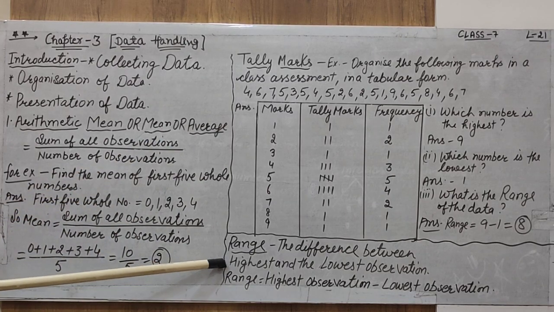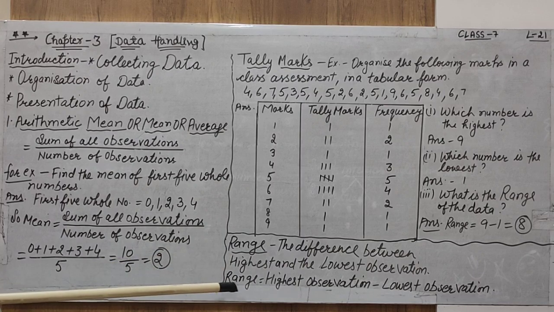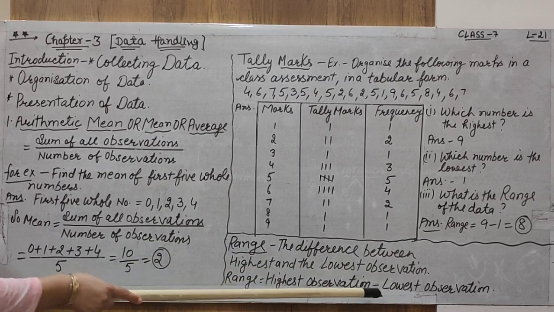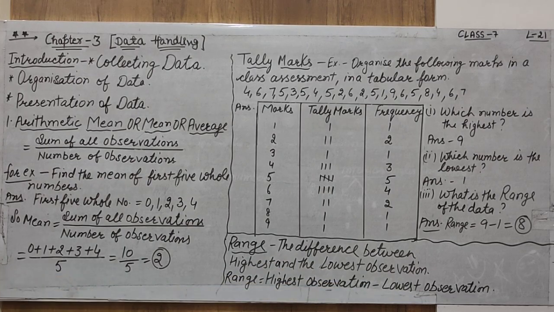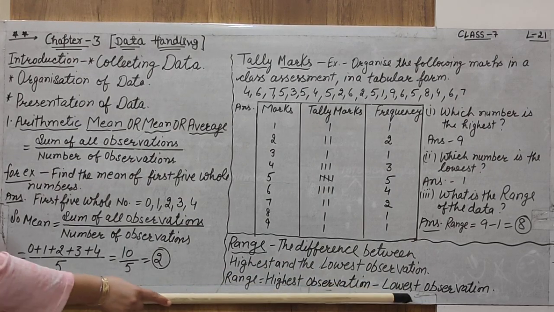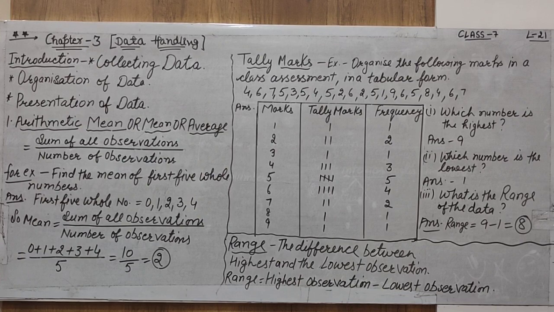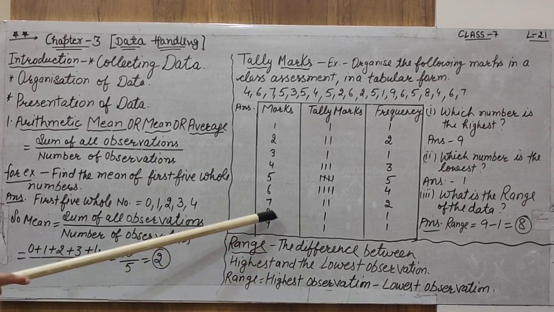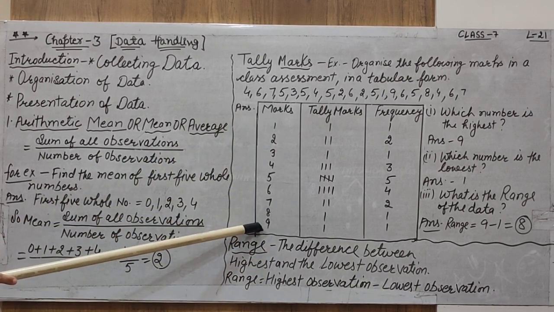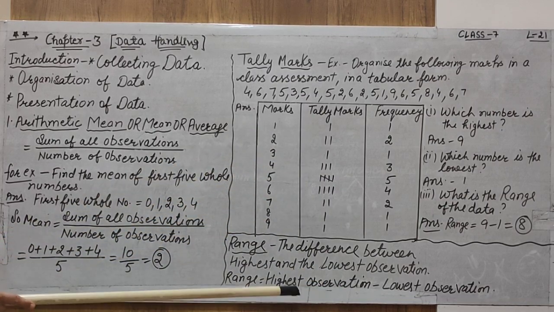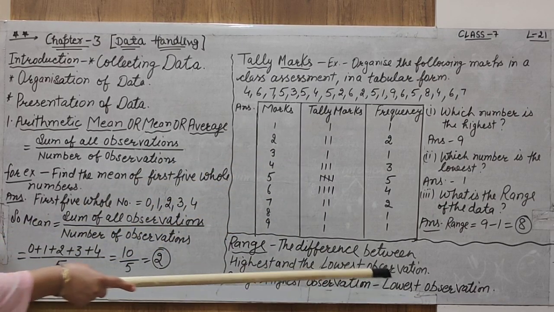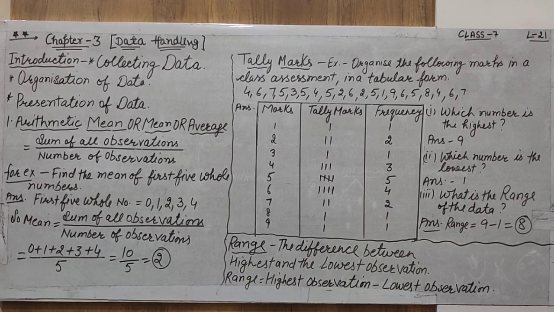Now, range is highest observation minus lowest observation. The difference means you have to subtract: highest observation minus lowest observation. Now, the highest observation from all these observations is 9. And what is the lowest observation? That is 1. So, highest observation 9 minus 1, we get the range. That is called the range of the given observations.